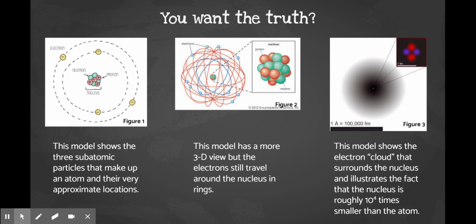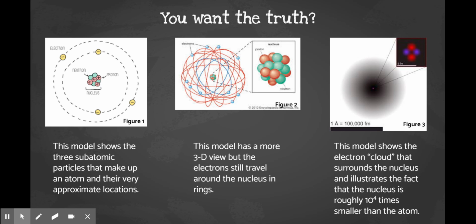So starting with the simplest, figure 1, this model shows the three subatomic particles that make up an atom, and it shows really approximately where they're located. So the nucleus is in the center and the electrons go around it. Model 2 has a more 3D view, but it still has the electrons traveling around the nucleus in rings, which is not very accurate. It is showing that the electrons are at different distances from the nucleus. So you can see the blue one is inside and the red are on the outside. Those are representing the energy levels.